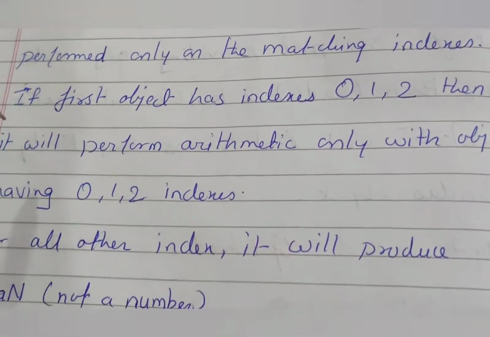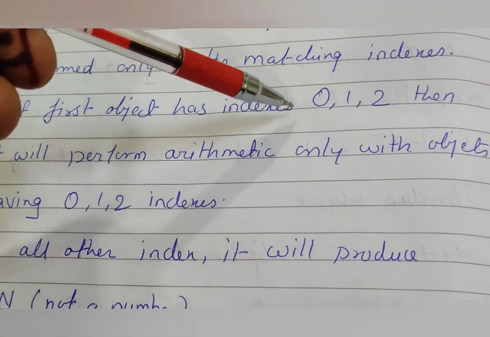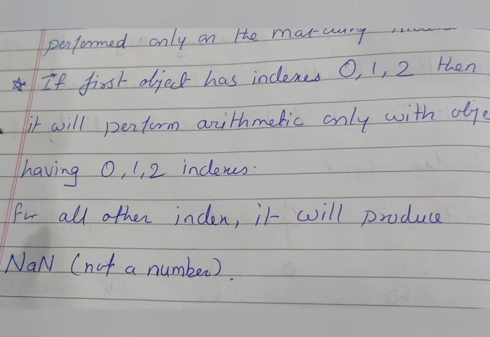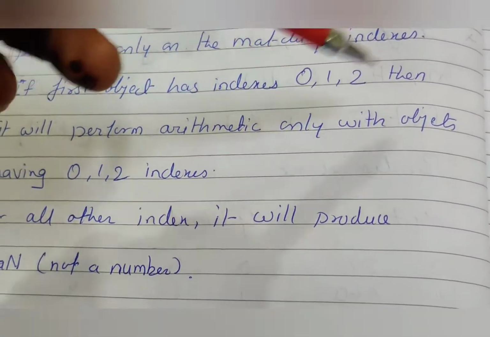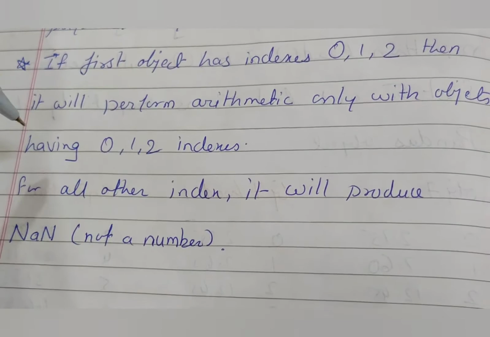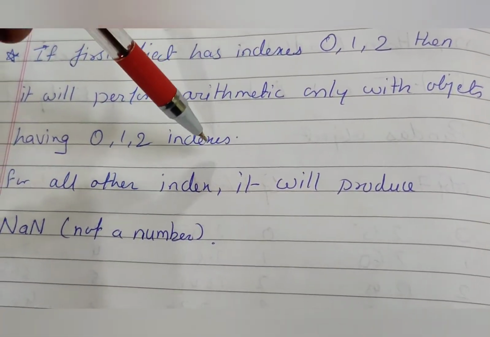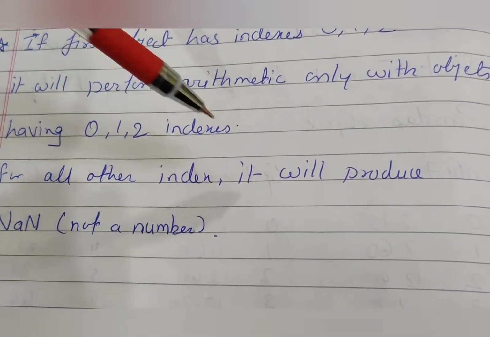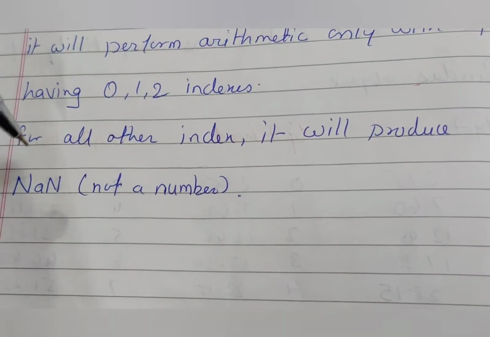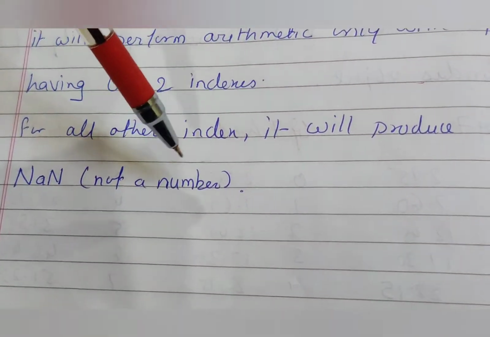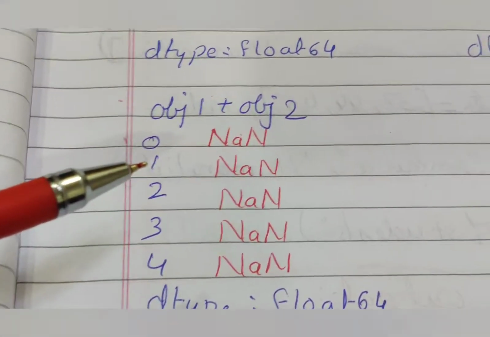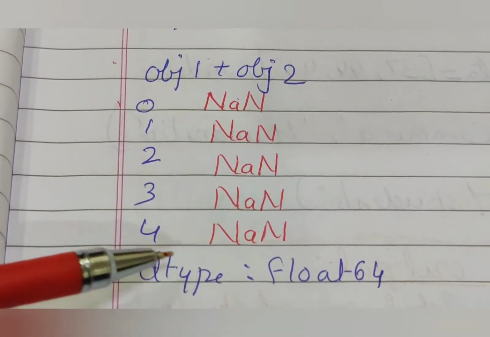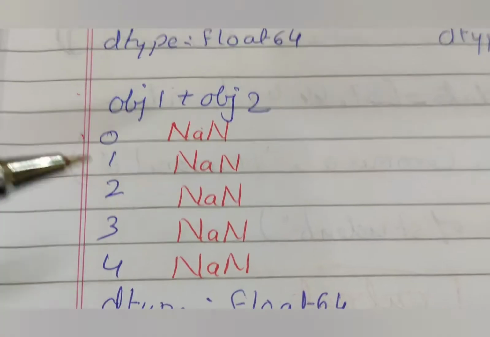Okay, the definition will be, if the first object has indexes 0, 1, 2, then it will perform arithmetic only with the object having 0, 1, 2 indexes. For all other indexes, it will produce NaN, meaning not a number. Okay, what will it produce? It will produce NaN, not a number.